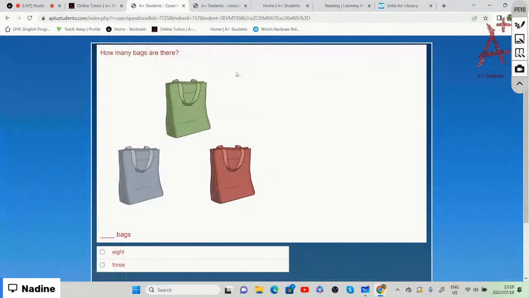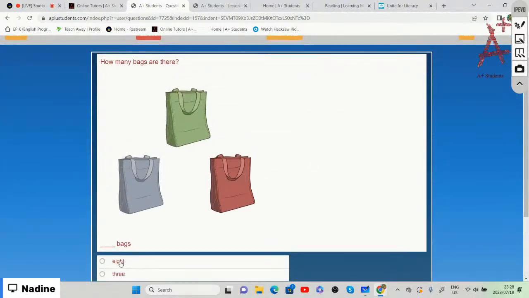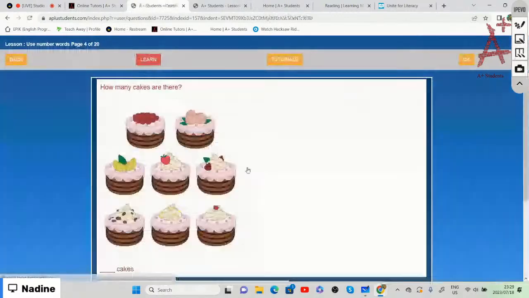How many bags are there? 8 bags or 3 bags? Let's count. There's 1, 2, 3. So there are only 3 bags. So we're going to choose option 2. And if you have chosen 3, then well done.